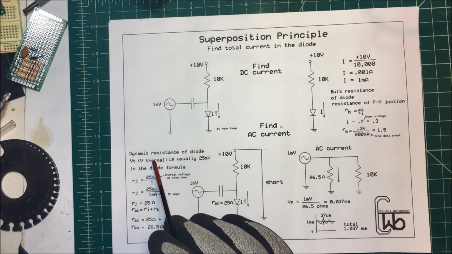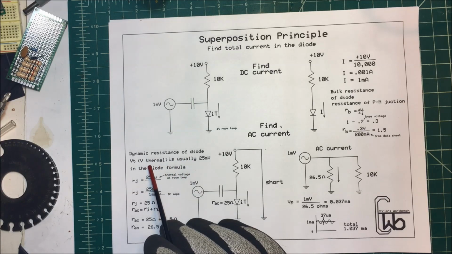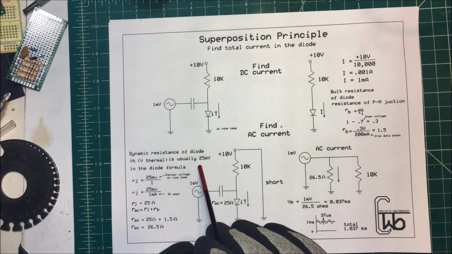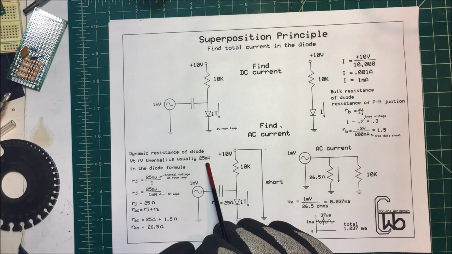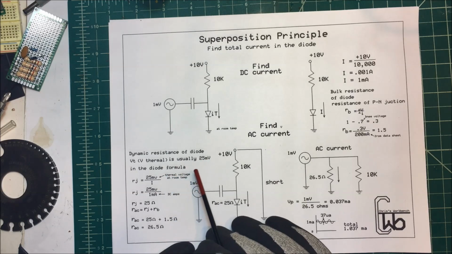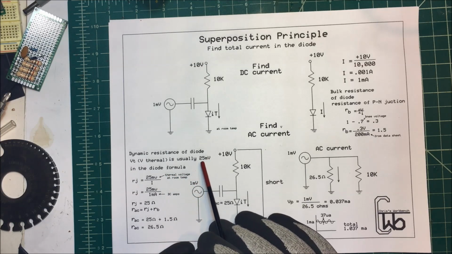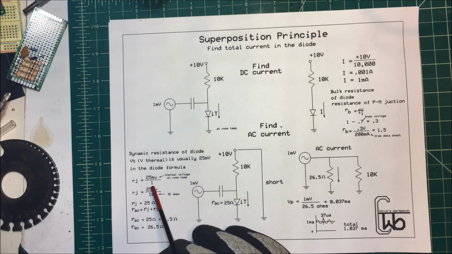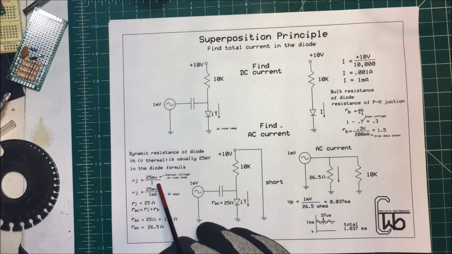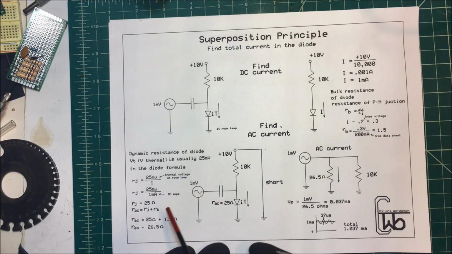Now, the dynamic resistance of the diode, the voltage is usually about 25 millivolts, and you'll see that in a lot of diode formulas. So what we want to do is take our 25 millivolts and divide that by our current, which is 1 milliamp. And so it comes out to 25 ohms, okay? So the AC is going to see 25 ohms.